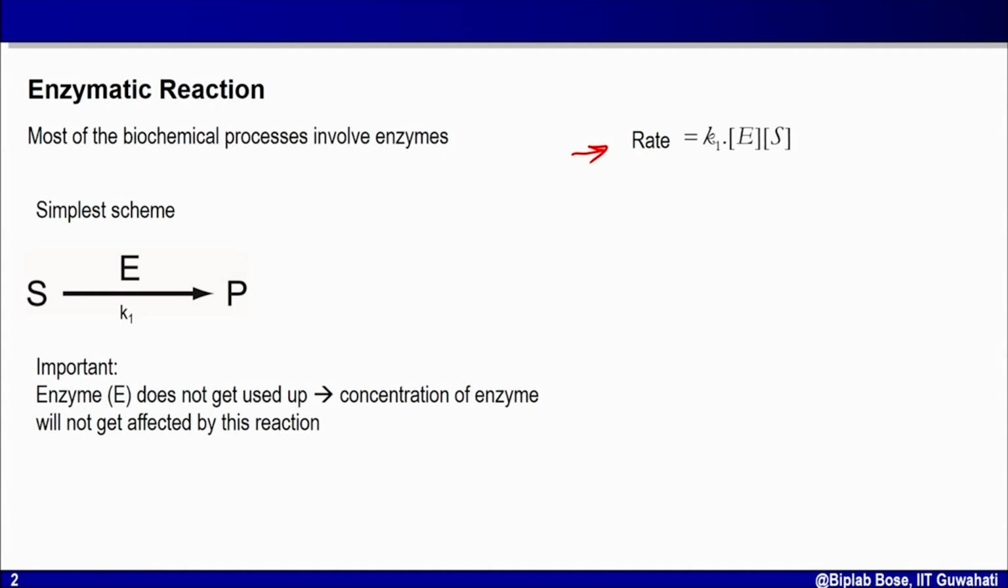Now remember, using this rate I can formulate the ODEs. The rate of change of product concentration, dP/dt, is equal to K1 into E into S. And as the product is formed, substrate gets used up. That means dS/dt, the rate of change of substrate, will be equal to minus K1 E into S. This minus is here because this process is reducing the amount of substrate as the product is formed.